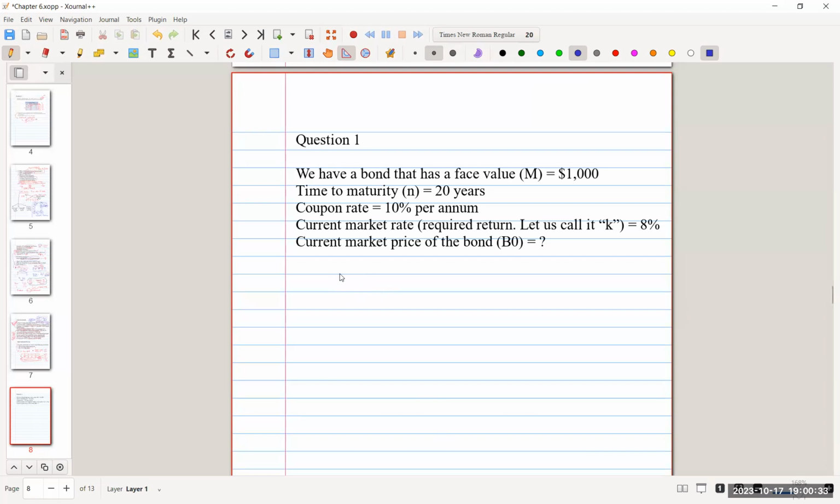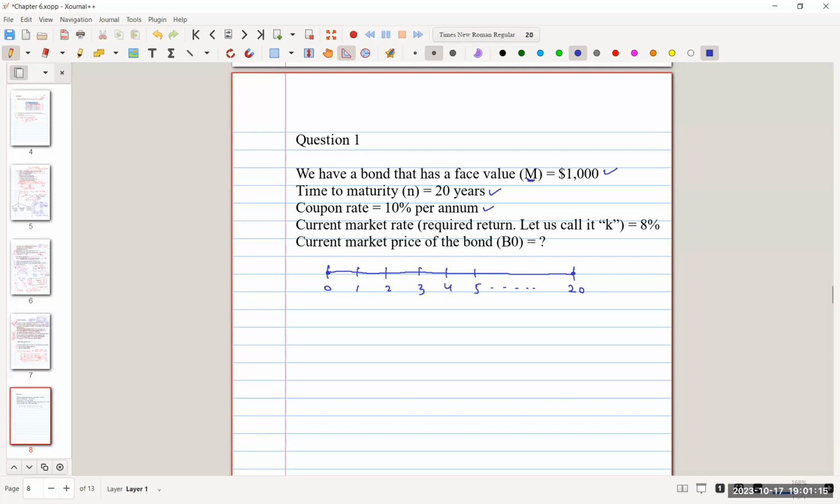So manually, if you want to do it, you can just visualize it first as a timeline. This is 20 years, right? So these are your time periods starting at 0, 1, 2, 3, 4, 5, on and on, 20 periods. They have been kind enough to mention that the bond has a face value. They write this M to indicate that face value is the maturity value also, because this is what you get at the time of maturity, $1,000. Time to maturity is 20 years, so that's why we plotted a 20-year timeline.